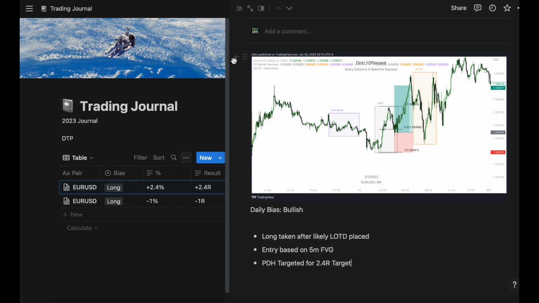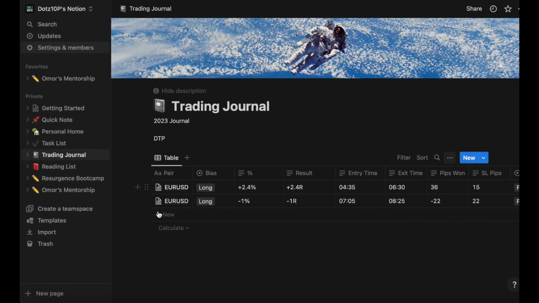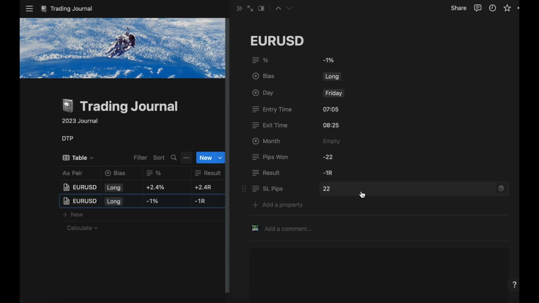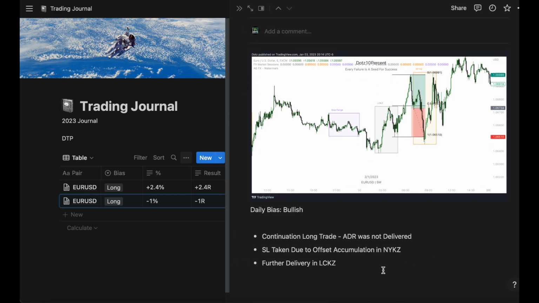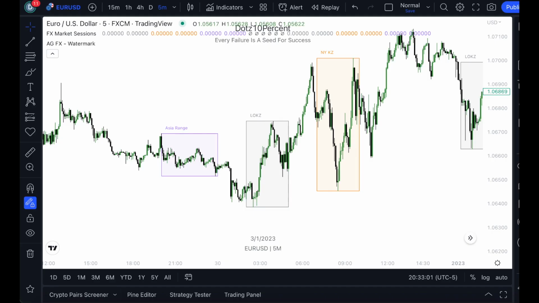If we take a loss instead, of course, it will be recorded. But what I think is very important for you guys to record and write down is why the stop loss is taken, right? So in this example, daily bias, bullish, cool, good. Was it a long? Yes, we were taking a long. Why did we take a long? Because from this low to this high, we delivered roughly 66 pips, I think it is, right?